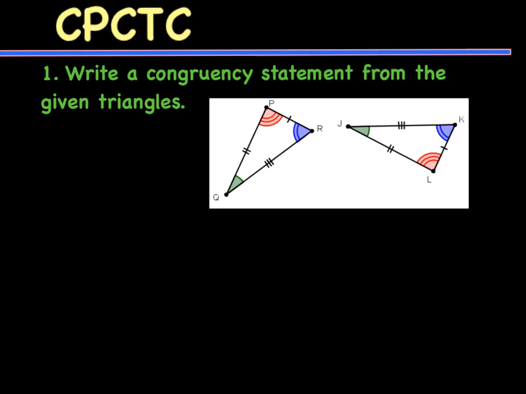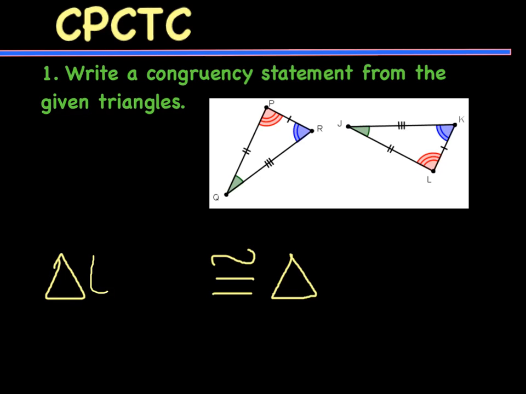Okay, so we have to start with a congruent symbol. And we're working with triangles, so triangle, we're going to name them in a second, is congruent to triangle. We'll get that one in a minute. Let's start with this triangle. I'll start with the one that has one mark, and that's letter Q. So Q, and then we'll go to 2, Q, R, P, so 1, 2, 3.